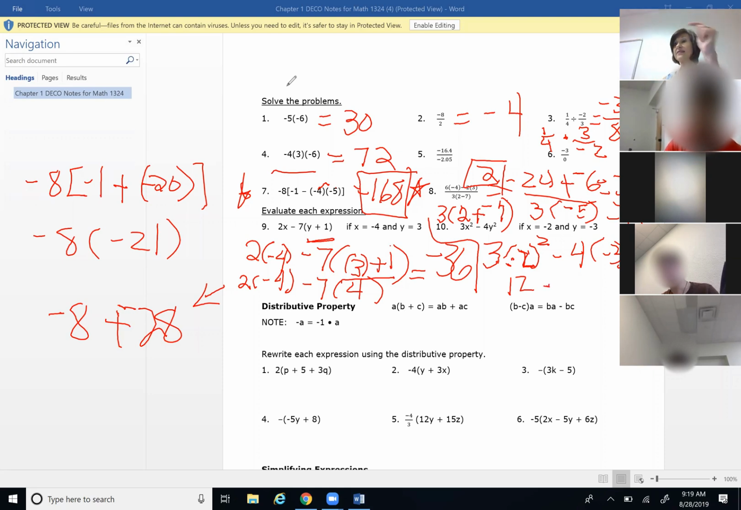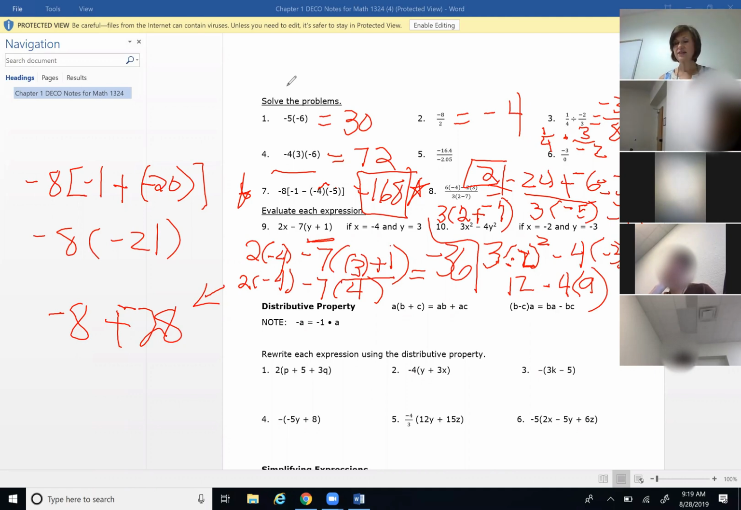Minus, and then the same thing on the last part. If I square -3, that's -3 times -3, which is how much? Negative times a negative gives me a positive. So I would have -4 times +9. And 4 times 9 is 36. So you end up with 12 minus 36, which is -24. Make sense?